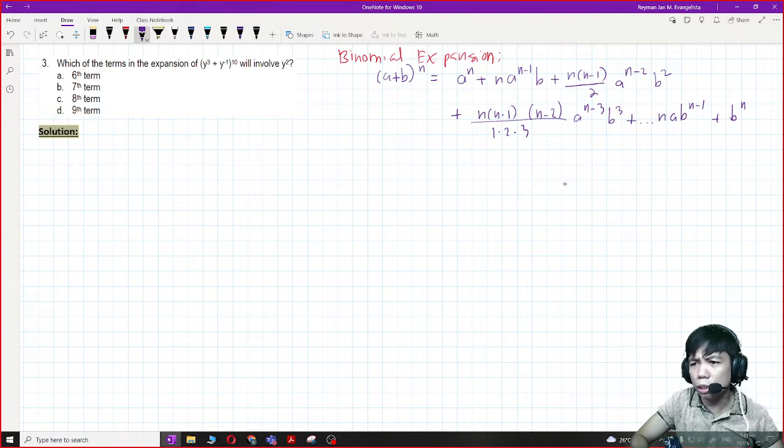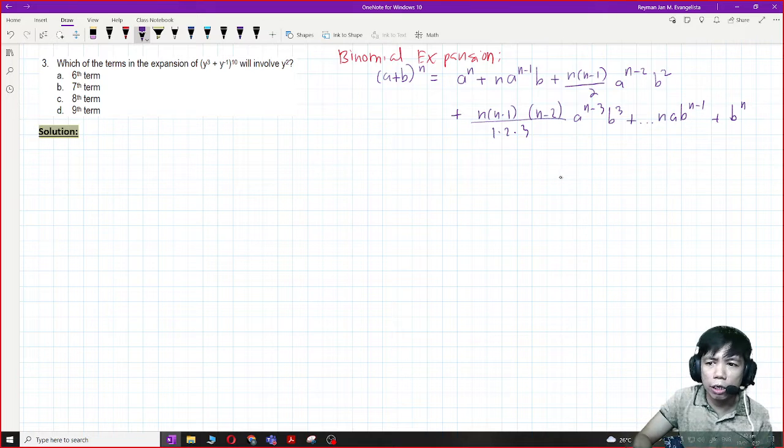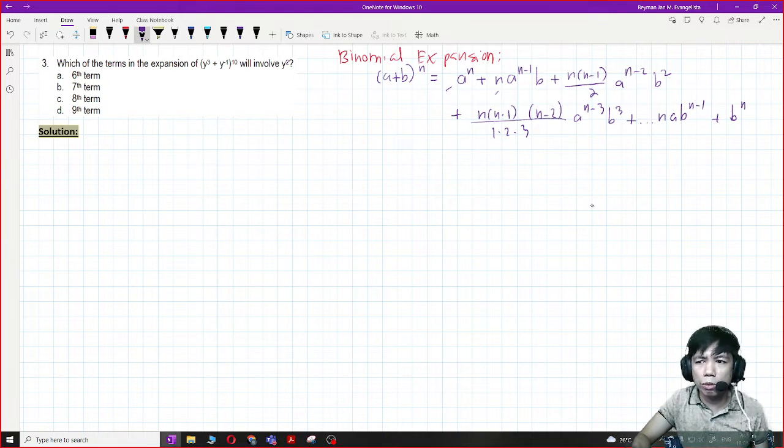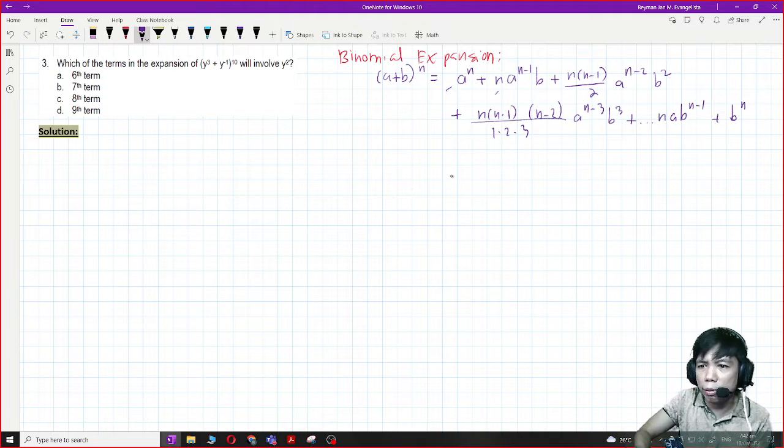You can use the Pascal's triangle, no, para sa pagkuha ng mga coefficients. Yung mga katabi dyan, yung N, N minus 1 over 2, N times N minus 1 times N minus 2 over 1 times 2 times 3. Okay? Sa Pascal's triangle, di ba? Okay, ito na.